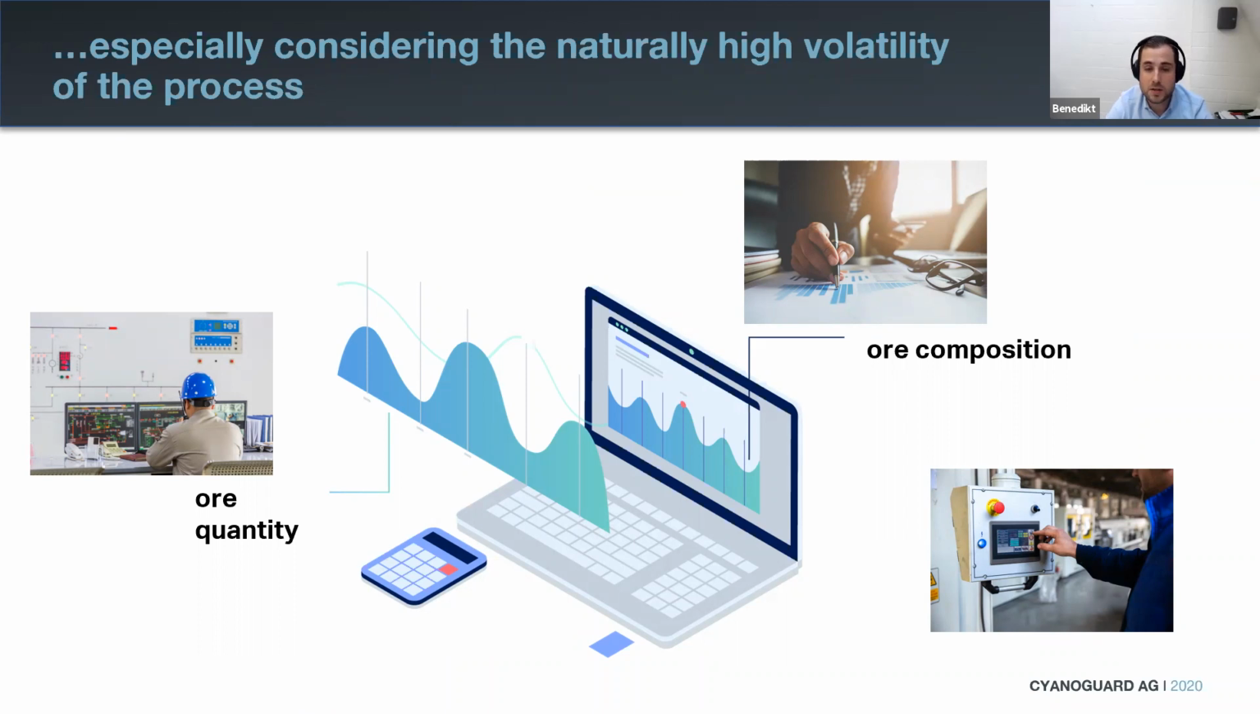Because not only does the ore quantity change, but also the ore composition can change, and other variables like temperature, humidity, that have an influence on the cyanide consumption can affect the cyanide consumption, and you need to react to it to avoid cyanide over delivery or under delivery.